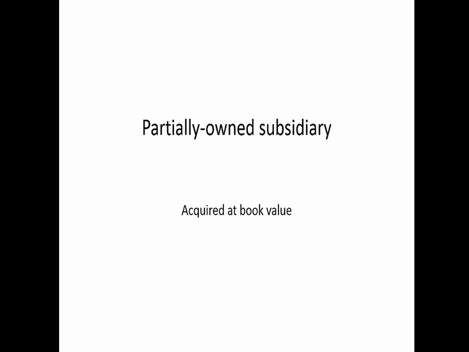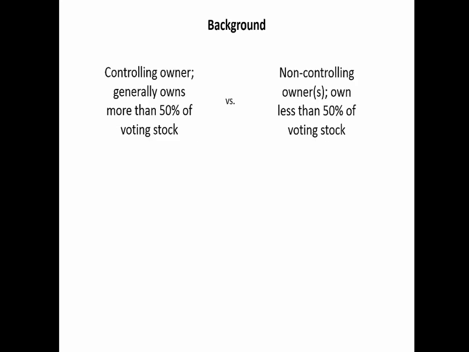Okay, let's go ahead and start looking at the cases where there is a partially owned subsidiary. And we'll start with it being acquired at book value, that way there's no differential to worry about. Now, the consolidated financial statements are prepared from the perspective of the parent corporation.